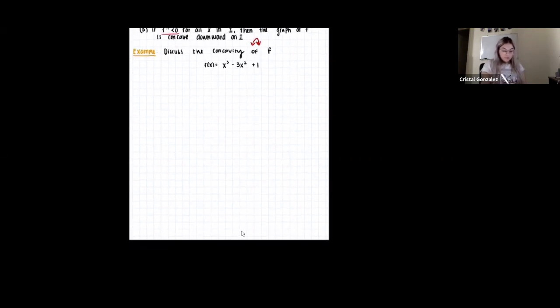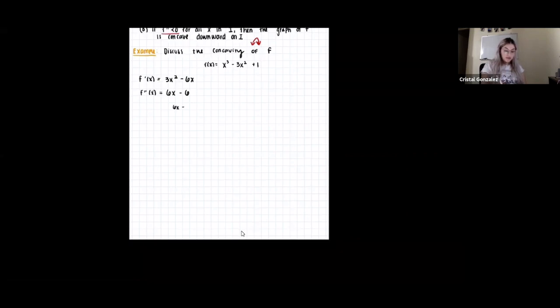Okay, so my first derivative is f prime of x equals 3x squared minus 6x. I'm just doing the power rule here. Because I want to know about the concavity, I have to take my second derivative, and I get 6x minus 6. So now what do I do with this second derivative? I do the exact same thing like I did with the first derivative test.